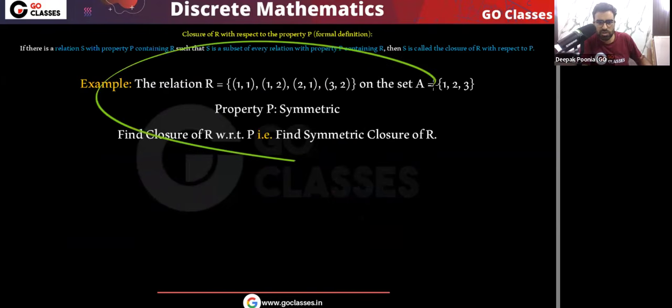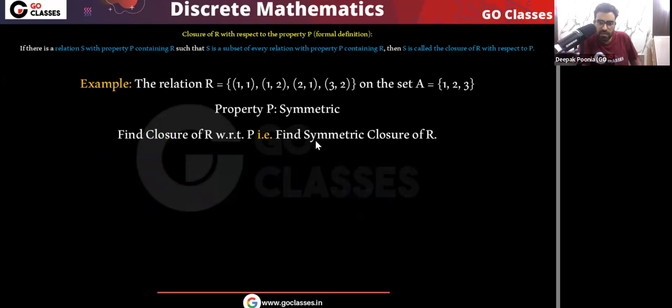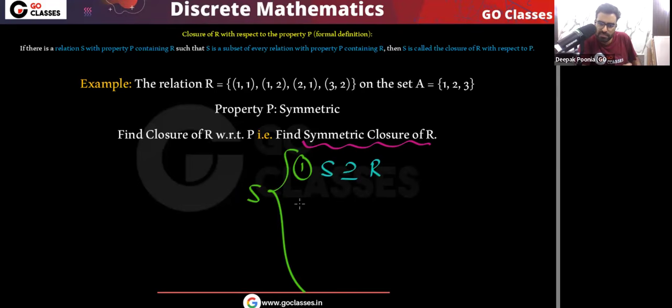Let's solve this question. The property is symmetric. Again, the same thing. We need to find the symmetric closure of R. So that will be S. Yes or no? Symmetric closure of R will be S. What are the properties S must satisfy? S must contain R, and S must satisfy the symmetric property, or I can say property P.